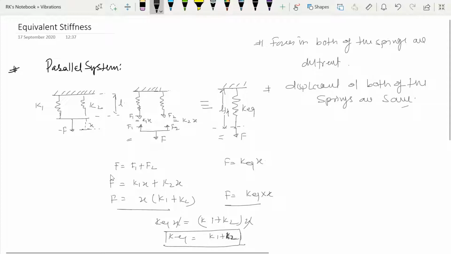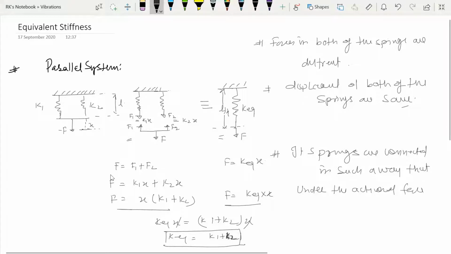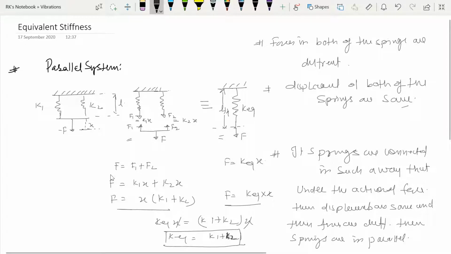So we can make a statement that if springs are connected in such a way that under the action of force, their displacements are the same and their forces are different, then the springs are in parallel, right?